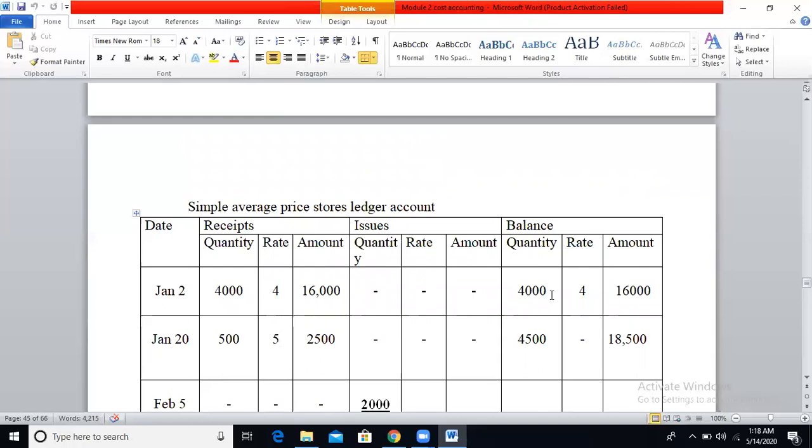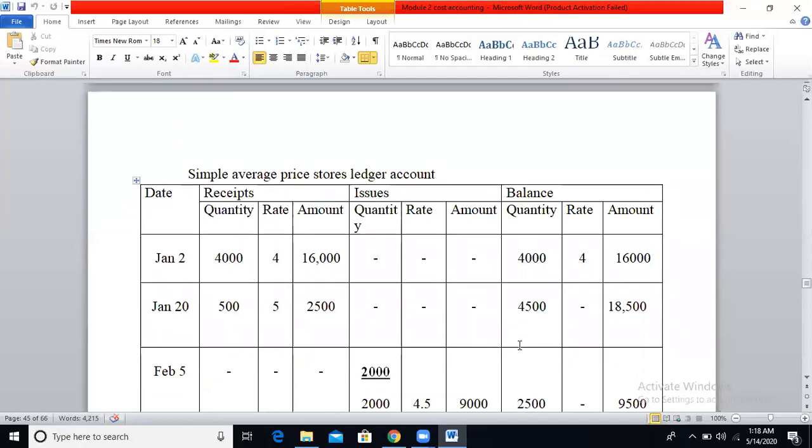Now, for the 4000, if you purchased units or if you return goods, that will be added, and from this balance if you issued any units, that will be deducted. So for the quantity you have to add the quantity, and for the total amount you have to add the total amount. So 4000 plus 500, you will get the total quantity as 4500. And I told you only for the first transaction you have to write the price or the rate. For the remaining transactions, no need of writing the price. And for the total amount, you have to add the total amount. So 16,000 plus 2,500, you will get 18,500.